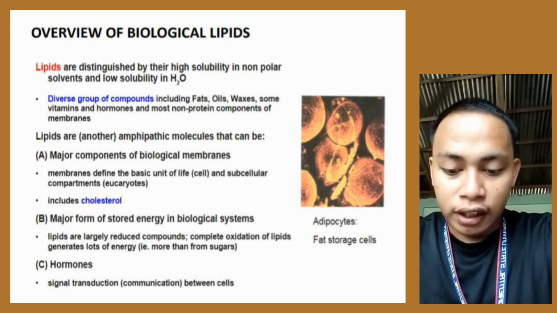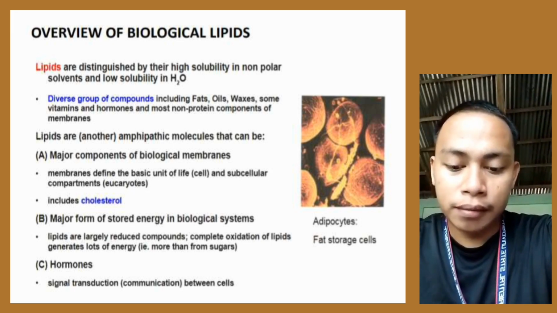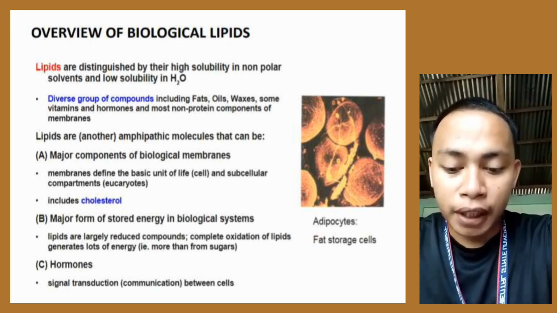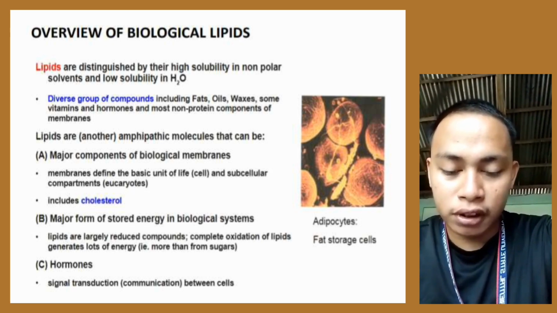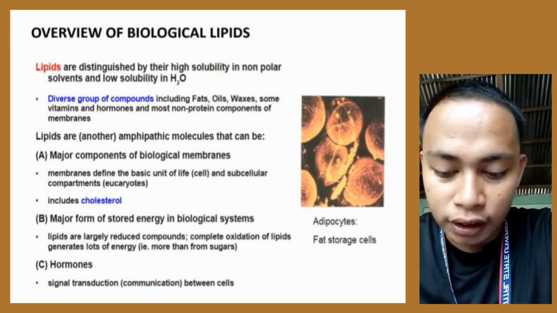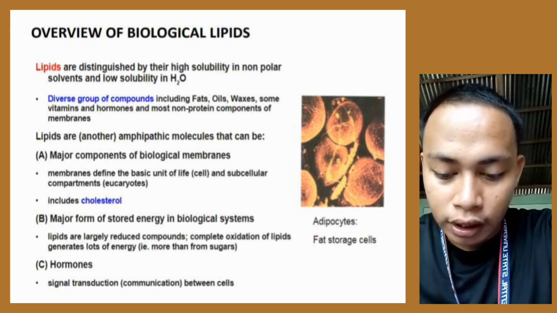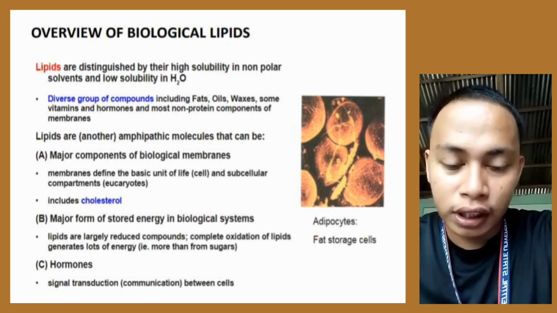Lipids are amphipathic molecules that can be major components of biological membranes. Membranes define the basic unit of life, cells and subcellular components. In eukaryotes, this includes cholesterol. The major form of stored energy in biological systems is lipids. Lipids are largely reduced compounds, and complete oxidation of lipids generates lots of energy, more than sugar. Hormones are for signal transduction, communication between cells.